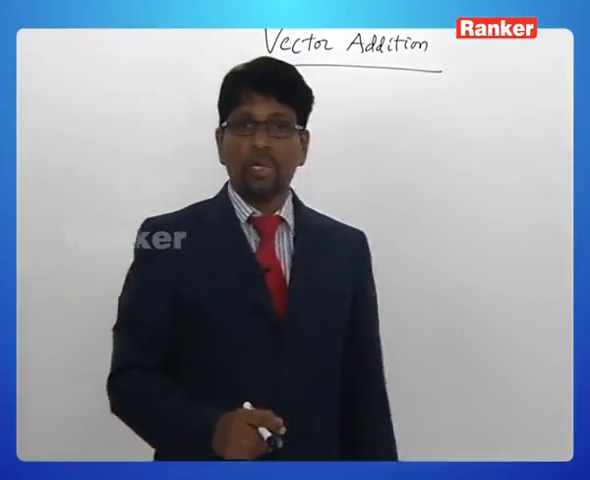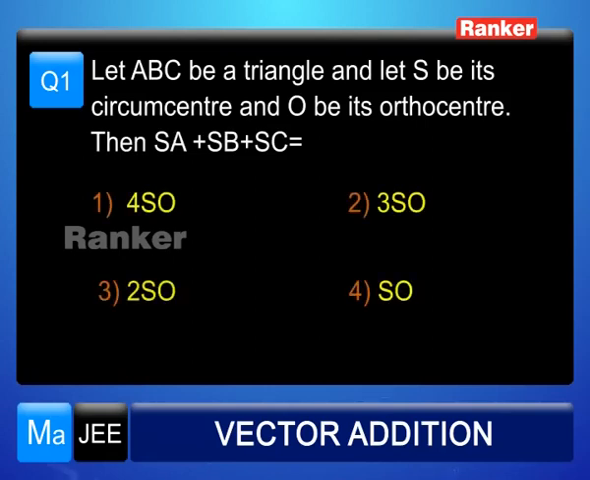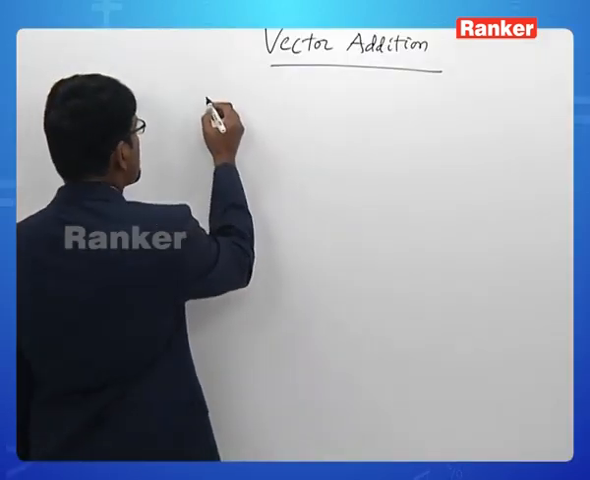Let's look at some problems on vector addition. Problem number 1. Let ABC be a triangle and let S be its circumcenter, O be its orthocenter, then SA plus SB plus SC is equal to, first option 4 into SO, second option 3 into SO, third option 2 into SO vector, and fourth option being SO. Now the solution goes like this.